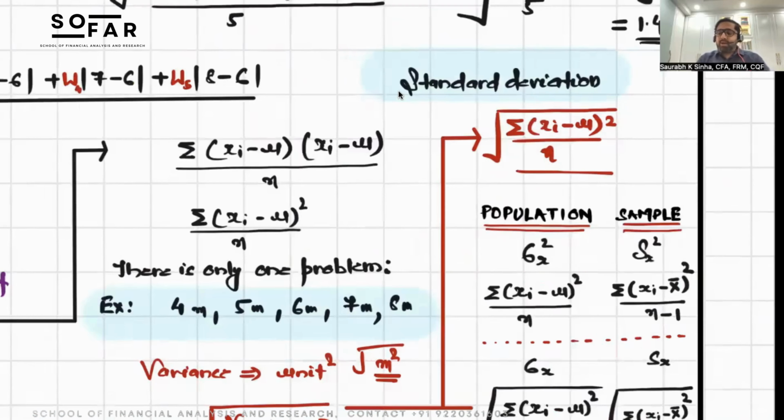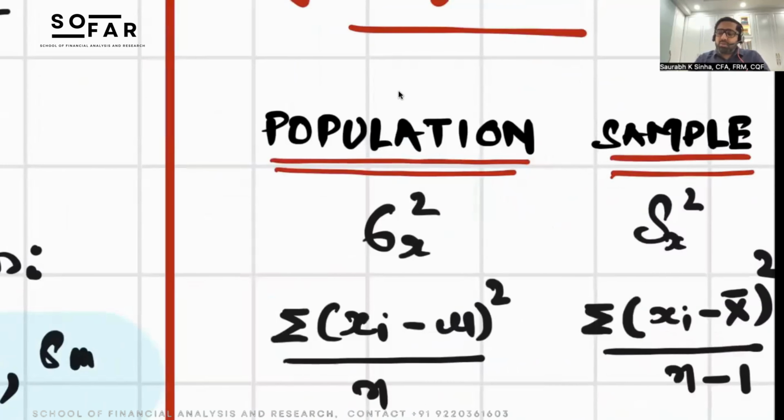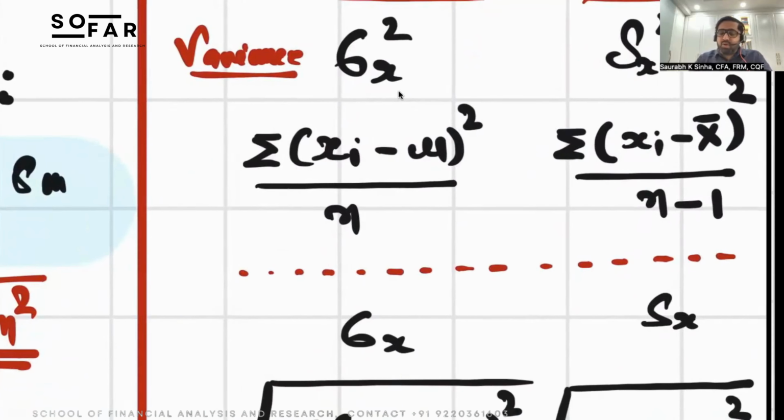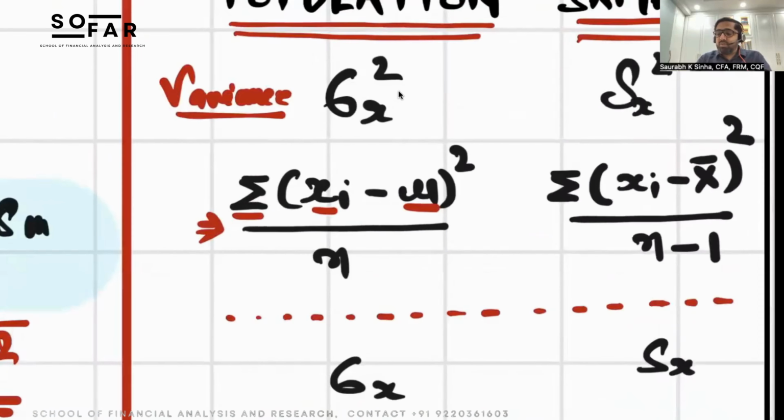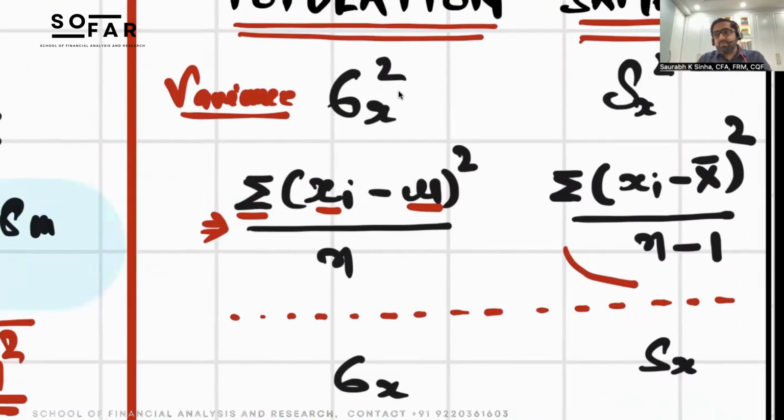Okay. Now, a few notations. If you're talking about the population, the notation of variance is sigma x square, and for sample it is s x square. The formula we discussed, summation of xi minus mu whole square upon n, is the formula for the variance if we are talking about the population, and this is the formula for the variance if we are talking about the sample.